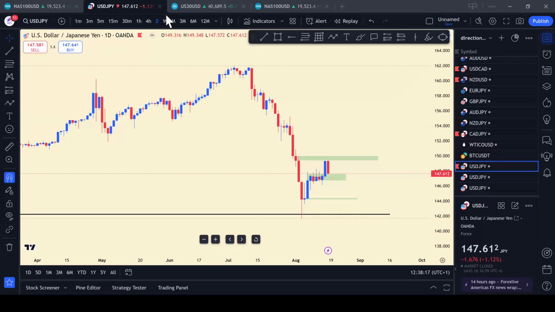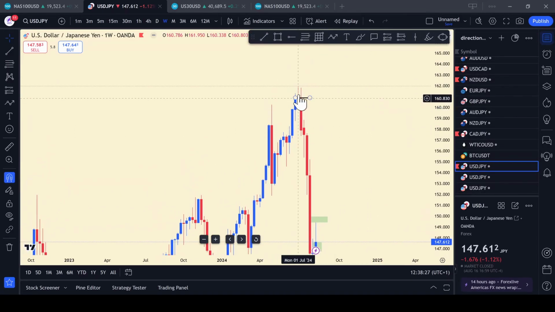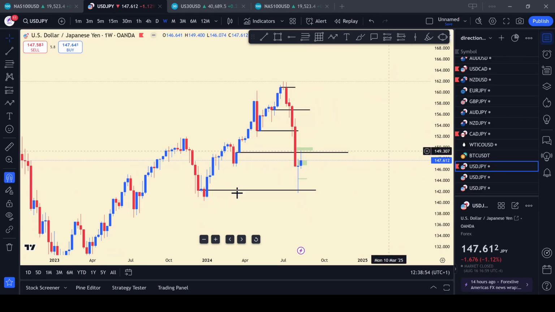Now, if I go back to the weekly, you can see here, we rejected from here. If you are to trade using the supply level, you should know that this market wants to go down. And if you look at it, this was an obstacle, eventually got broken. The same thing happened here. Obstacle got broken. Obstacle got broken. This is a retest. We should continue selling.